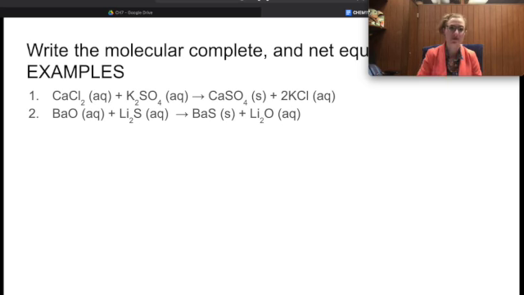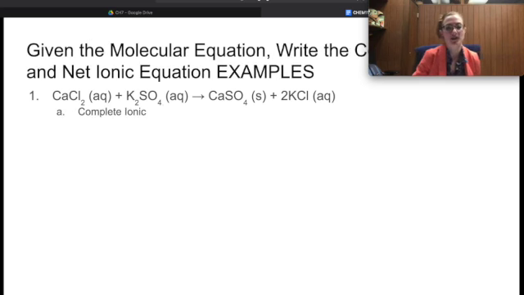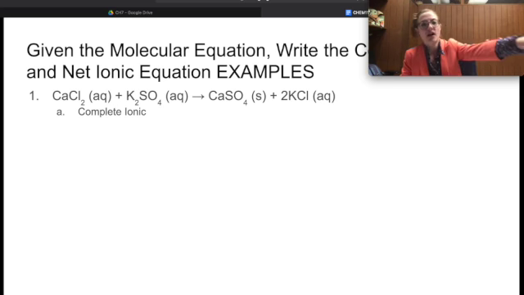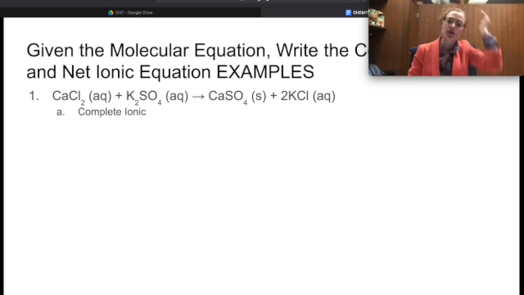So we're going to work through 2 examples here. We previously wrote these molecular equations when we were given the reactants and we needed to predict the products, okay? So now let's go ahead and write the molecular, complete, and net ionic equation for these guys. So if I want to write from here, I have the molecular equation. I want to write the complete ionic and the net ionic.